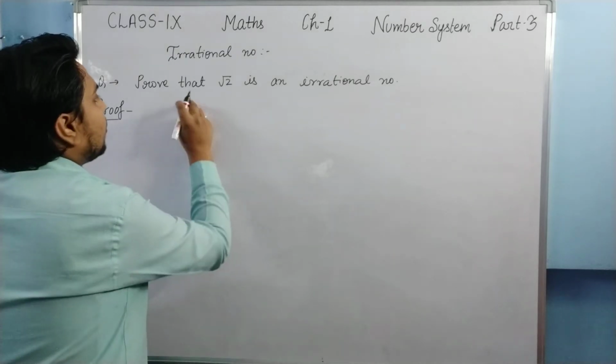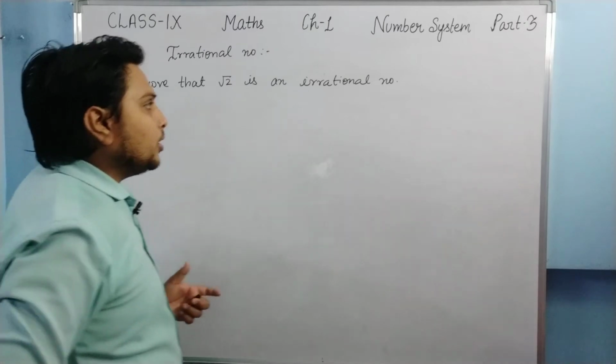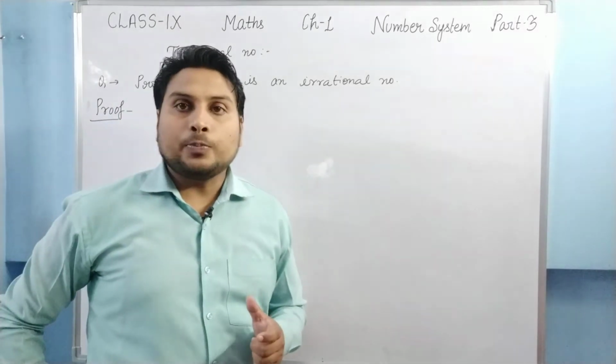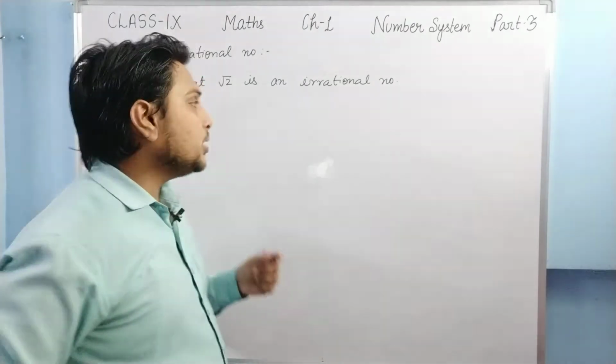Okay, now, how will we prove that under root 2 is an irrational number? We will prove it by the contradictory method. Contradictory method means what?